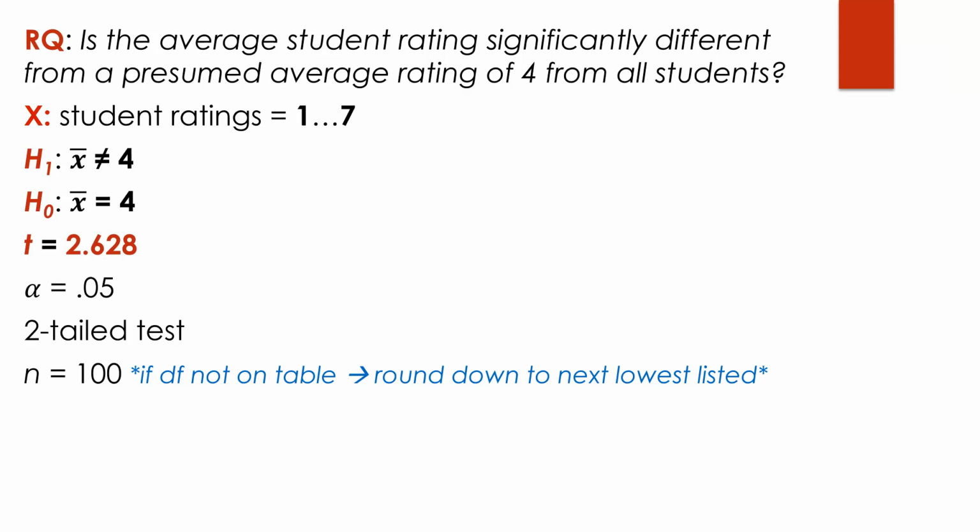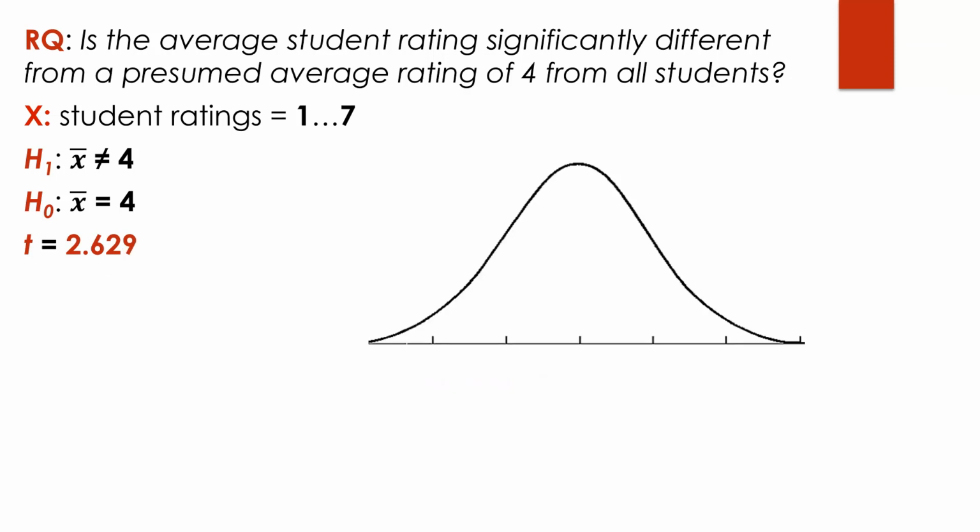lists 95 and 100, then you round down. You don't round up to 100. You round down to 95. The rule is to be conservative with your numbers. It's better to take some numbers off than to add numbers on that you don't have. Okay, so if it's not listed on the table, round down to the next lowest listed.